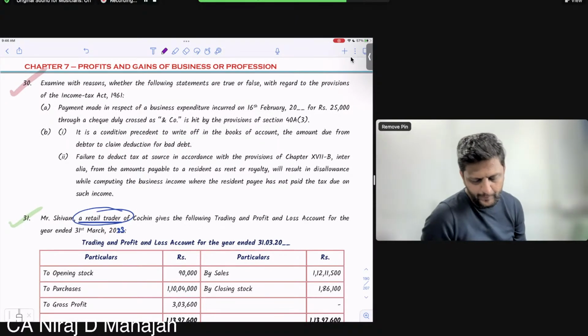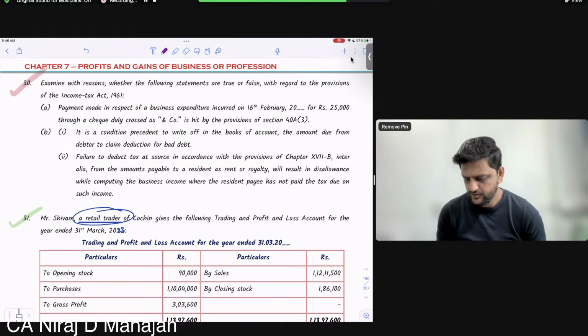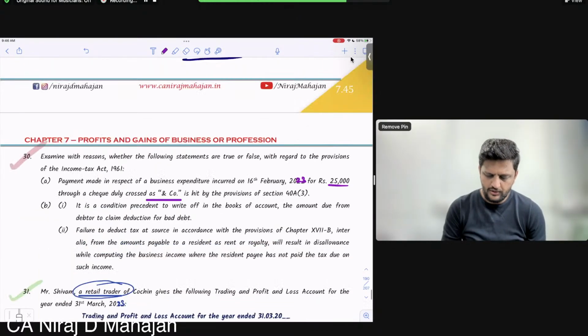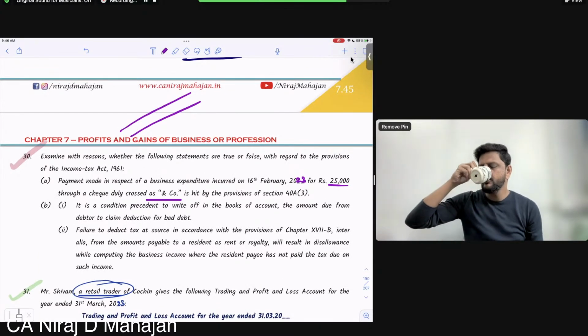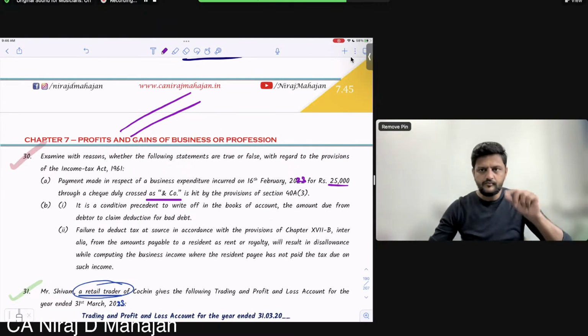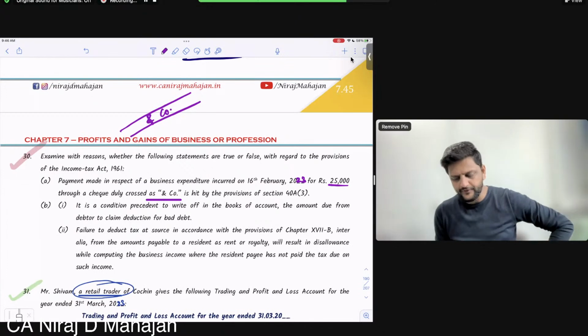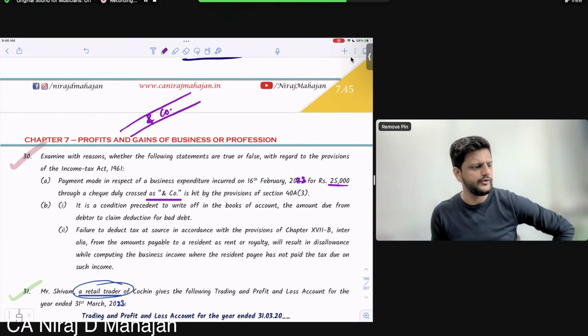First one. Payment made in respect of business expenditure incurred on 16 Feb 23 for rupees 25,000 through a check duly crossed as. Cross, you understand, na? On a check, bacho. Two parallel transverse lines, we call it, okay? Parallel lines. So what is written in those lines? And company. Is hit. Is hit means triggered. It triggers section 48(3). True or false?